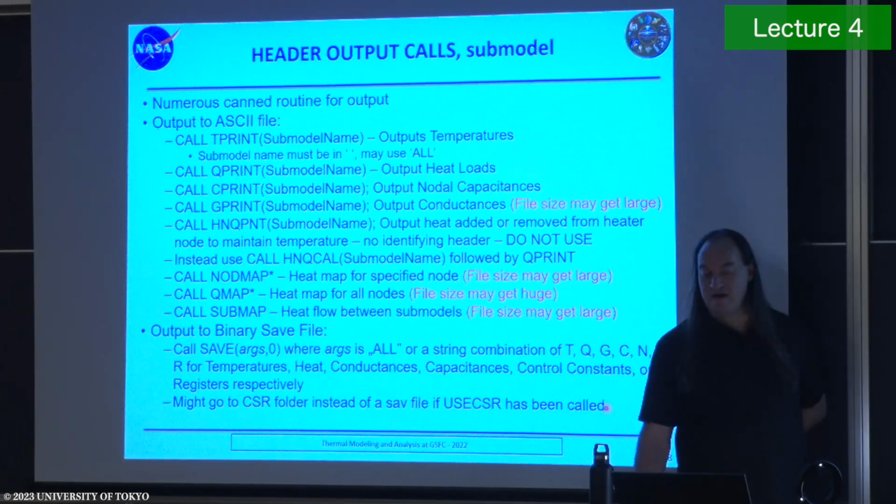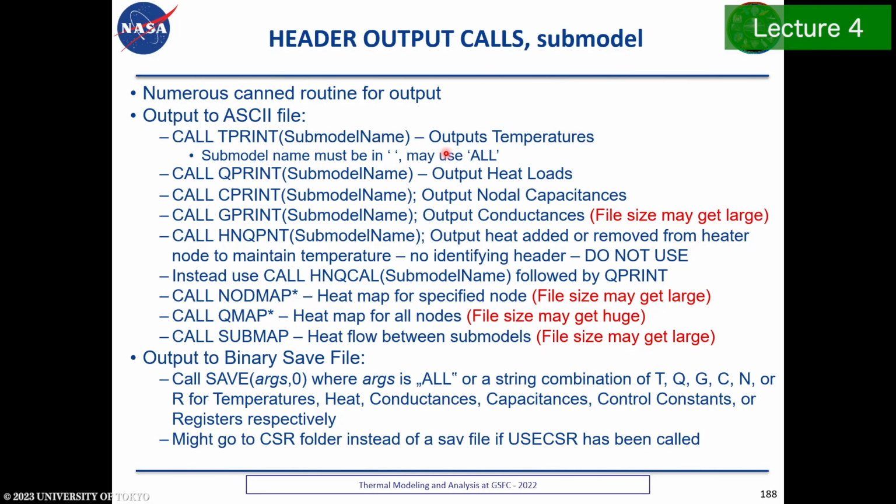Some of the things that you might find in output calls, tprint, outputs all of the temperatures for all the nodes for the submodel name that you have here. You can say all, that would do basically tprint for all of the submodels. Qprint outputs the heat loads, cprint capacitances, gprint conductances, if you output a G-print, can get very large. HNQ-PNT, don't use that. It's basically outputting the heater node Q there, but unless they've changed it, it doesn't output a header for you to know what submodel that's in. So you just get the node numbers, but not the submodel.